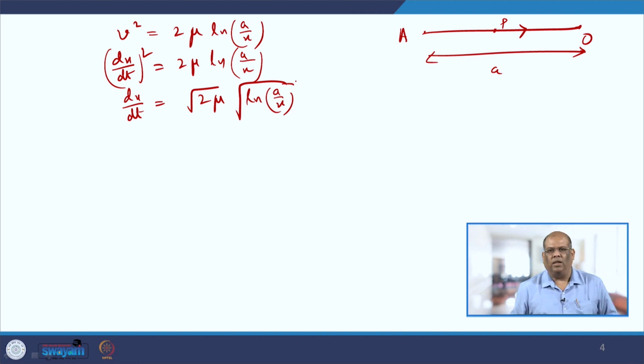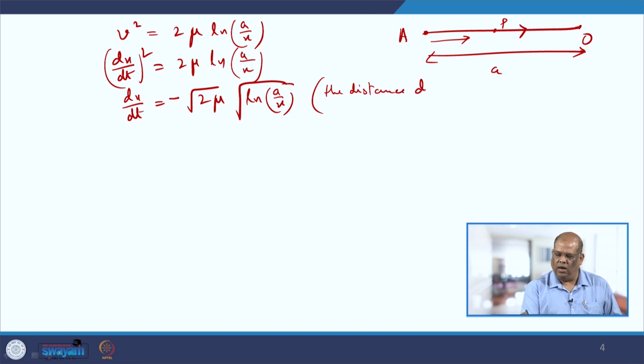Now, when you take the square root, obviously there will be plus minus sign, but then you have to see what is happening. You see whether, with respect to time, your distance is increasing or decreasing. The particle has started from this position and it is moving towards the point O. So, with time your distance is decreasing, and that is why you put a negative sign. The distance decreases with time. If it increases, you keep it as positive.